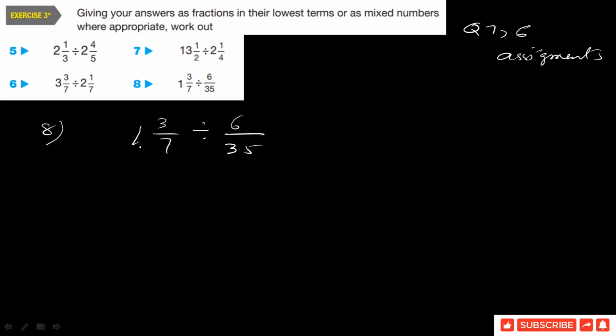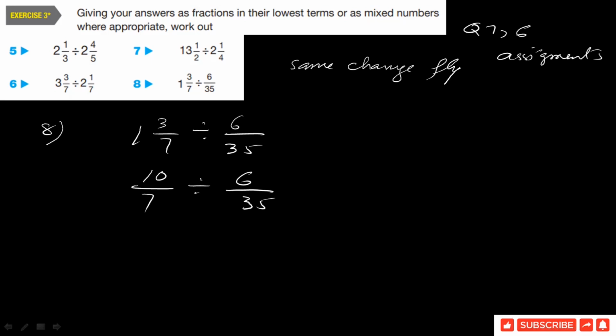Now here, 1 whole 3 by 7 divided by 6 by 35. 7 times 1 is 7 plus 3 is 10 upon 7. What have we done? We have converted the mixed number into a fraction. Now divided by 6 upon 35. Again we use the same rule: same, change, and flip. So 10 by 7 stays the same, division changes to multiplication, 35 goes up here and 6 comes down.